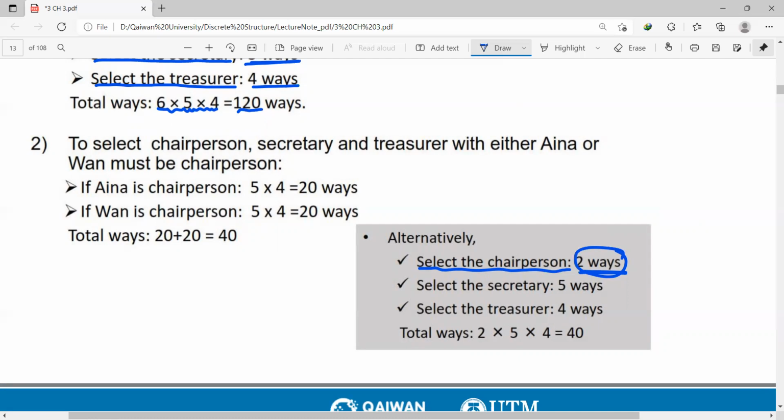One could get other positions. That means now we have 5 people for the secretary. So we choose the secretary among 5 people. That means we have 5 ways. And after taking these 2 positions from 2 of them, how many people do we have now? We have 4. So we choose the treasurer among 4 people. That means we have 4 ways. So here we just multiply these ways to get the total ways.